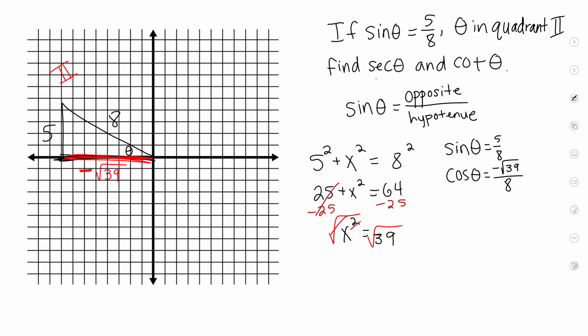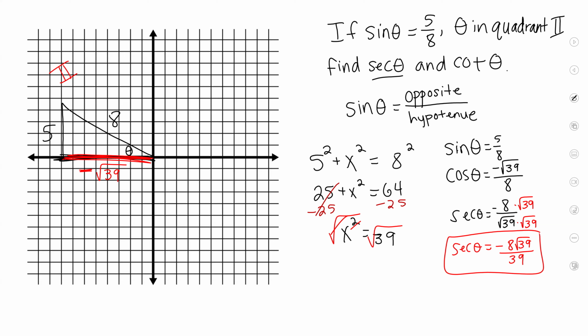And I want to find secant. So all I have to do is do the inverse. So this is 8 over negative square root of 39. And of course, do not keep the square root in the denominator. So this is secant of theta equals negative 8 square root of 39 over 39. That's one of them. Now let's find cotangent.